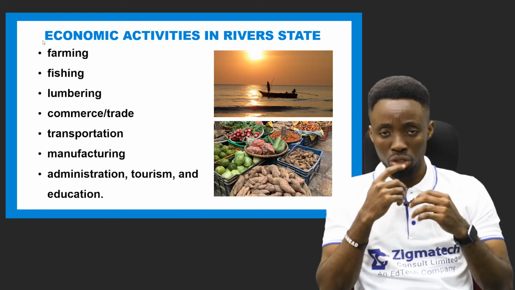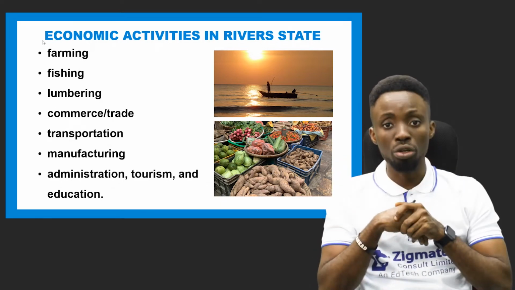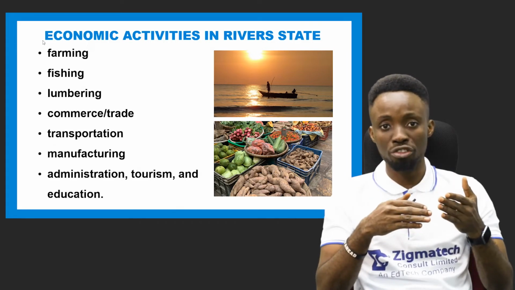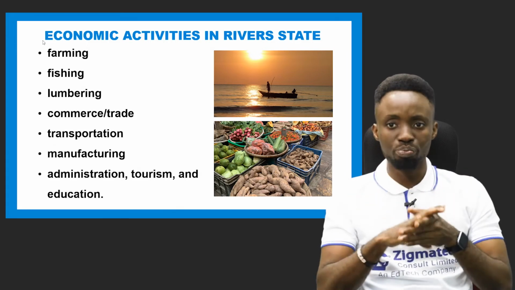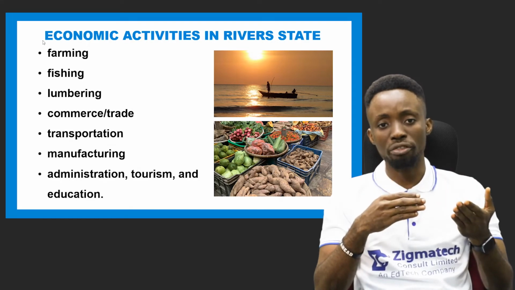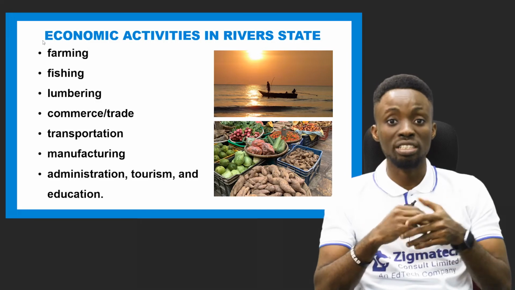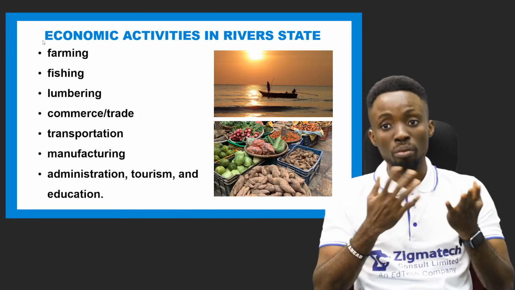And now this is due to the presence of the green vegetation we have in Rivers State and a good number of trees we have in Rivers State. Now, we also have trade as an economic activity that we can see in Rivers State, commerce and trade.